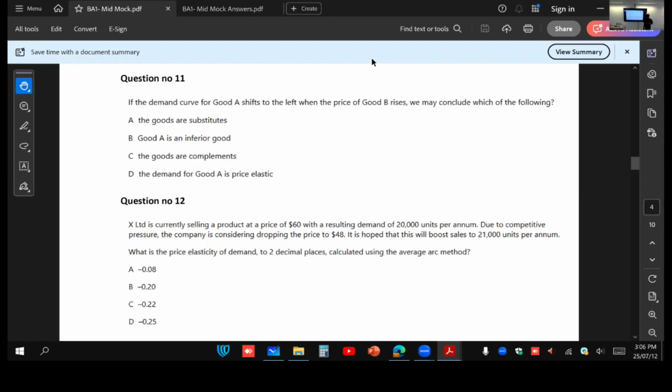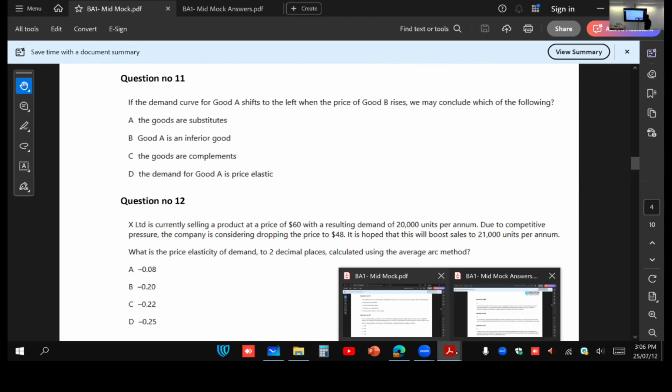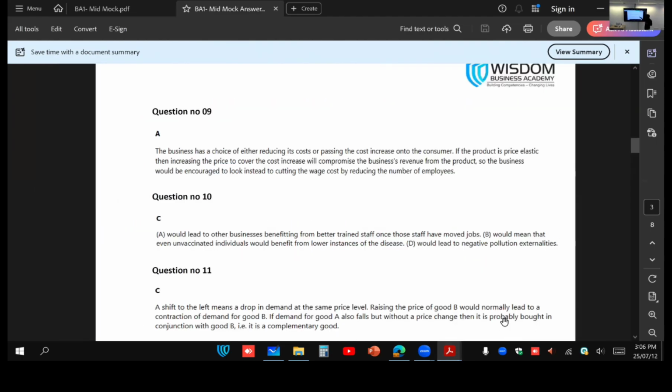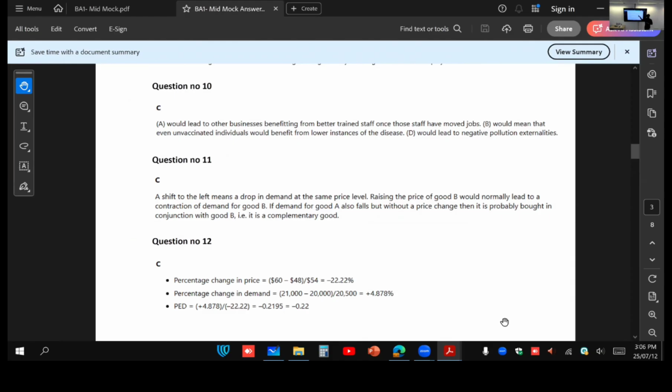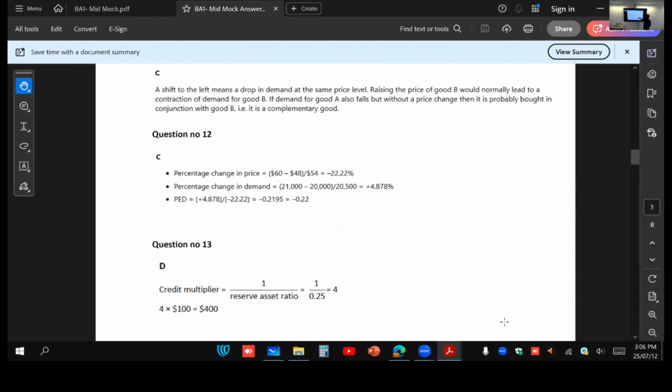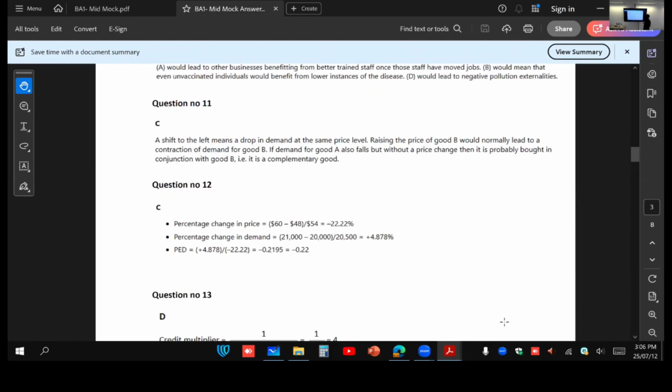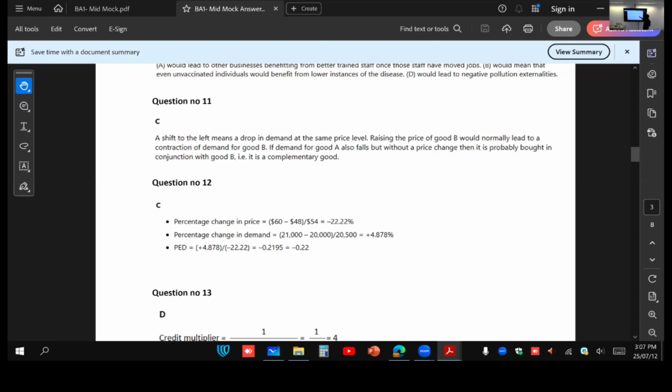What's the answer you suggest? We'll see. Right? Yeah, it's C. A shift to the left means a drop in the demand, as I said, at the same price level. Raising the price of good B will normally lead to a contraction in demand for good B. So then that's a complementary good. Right? Very good if you have understood and identified that.